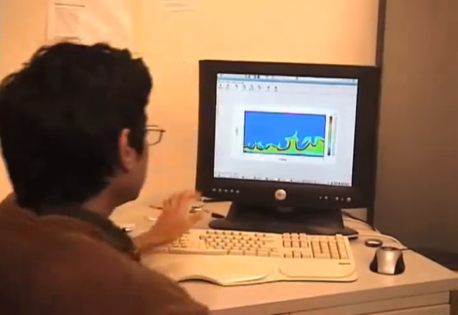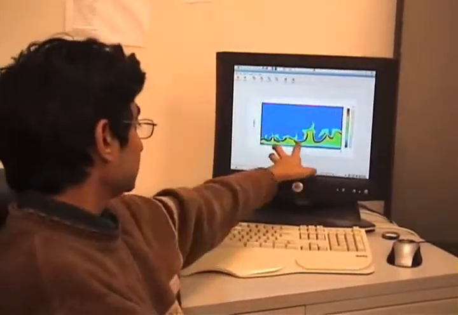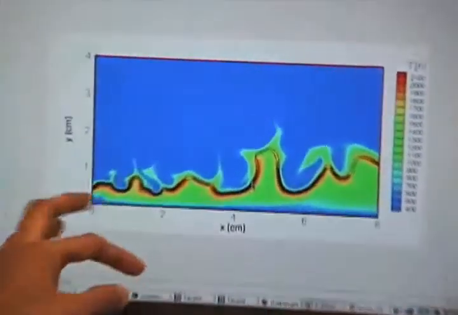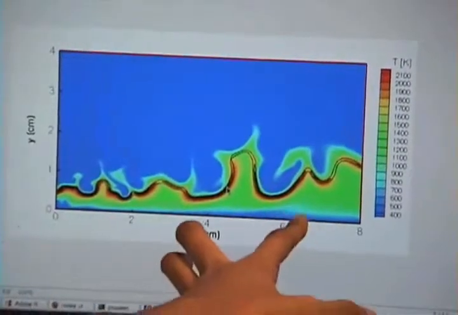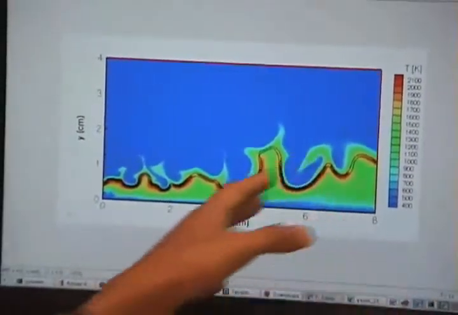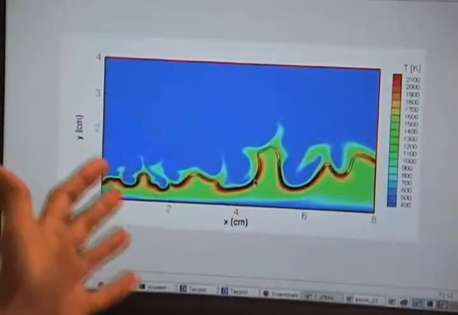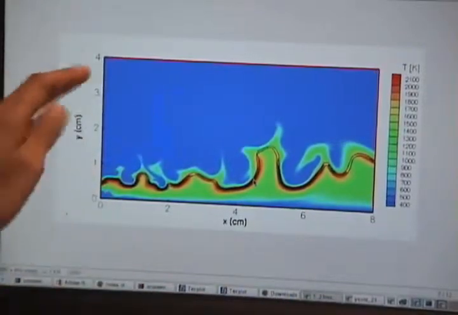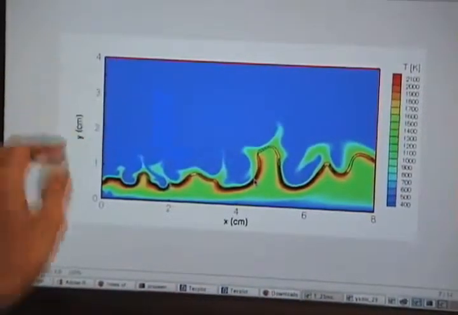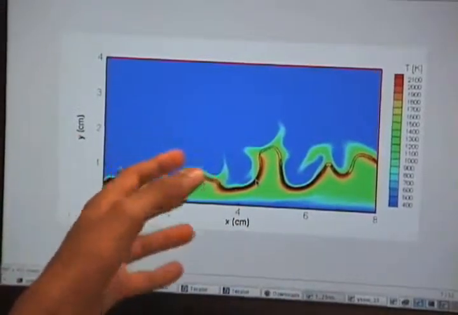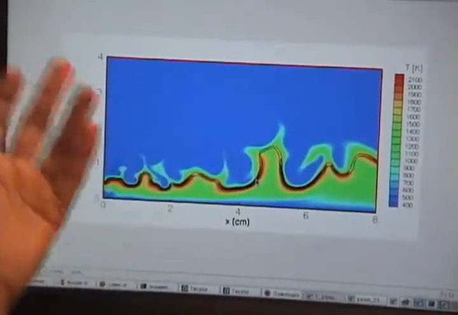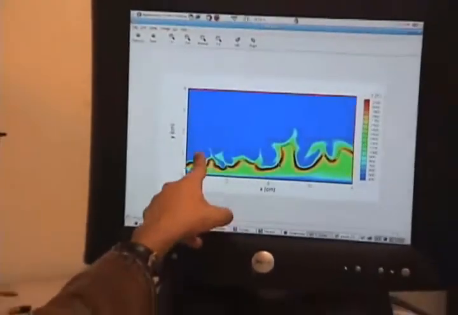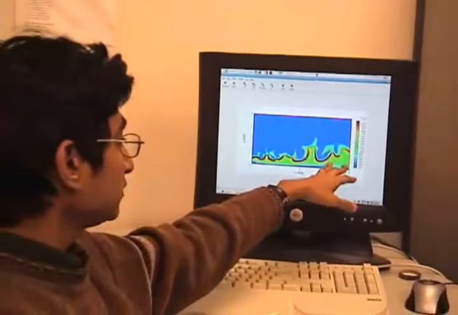And now we look at another configuration here. So this is a wall, and it doesn't participate in the reaction. We inject fuel close to the wall and air away from it, and again at the interface where the fuel and air mix, we see the flame, and that is shown in black here.